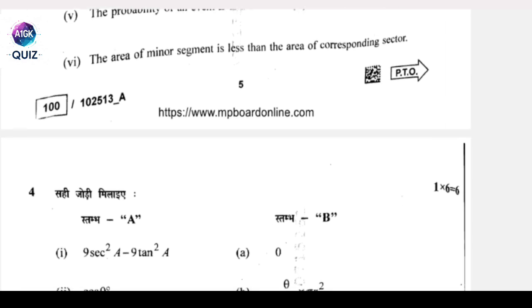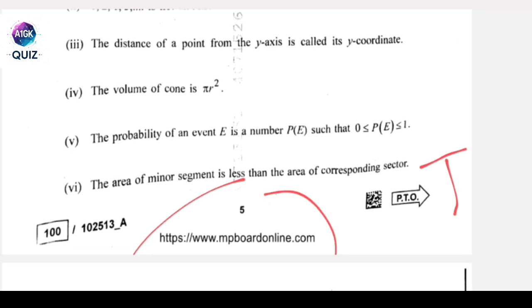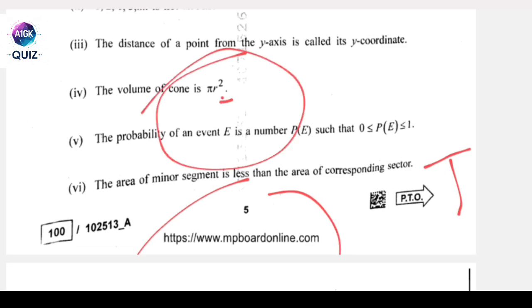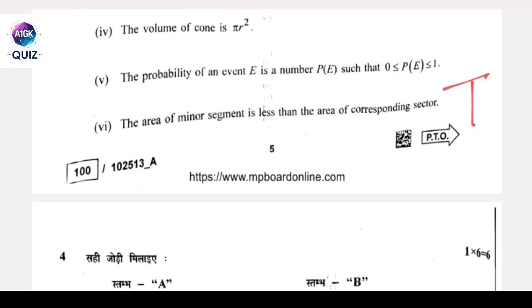Next, the area of a minor segment is less than the area of the corresponding sector. That is true because when we draw a circle and a sector is drawn, the segment is always smaller than the whole sector. So here we see that the area of the segment is less than the area of the corresponding sector. That is true. Then match the column. 9 sec square A minus 9 tan square A.